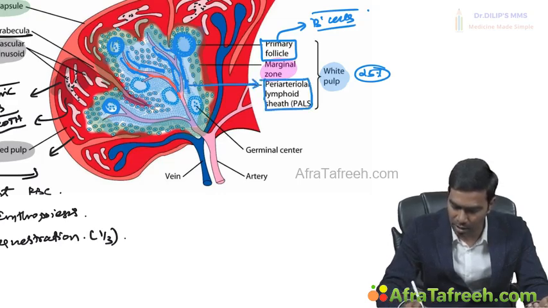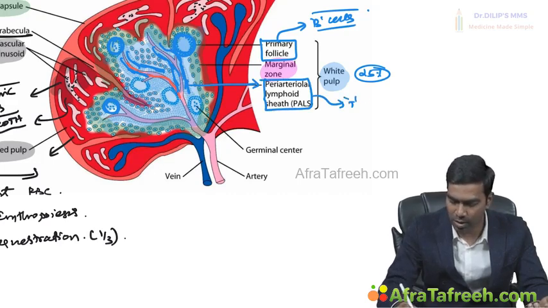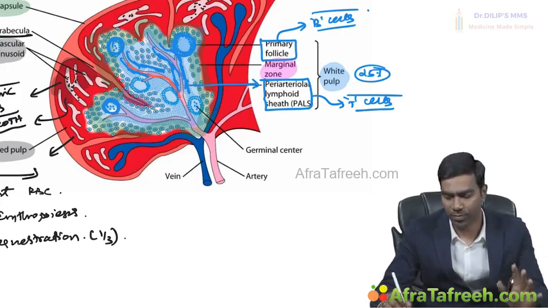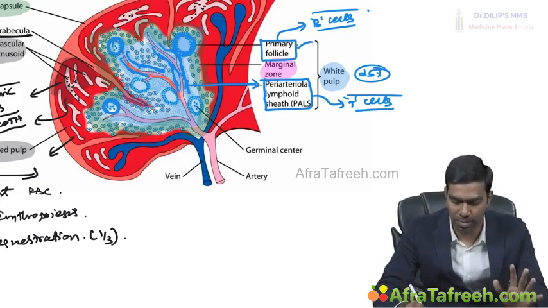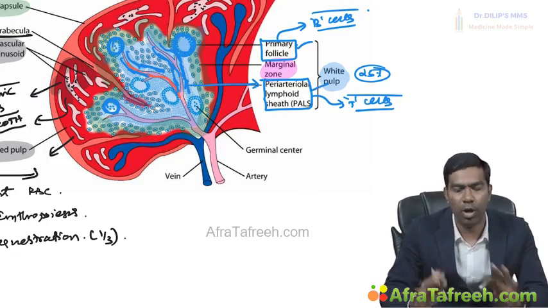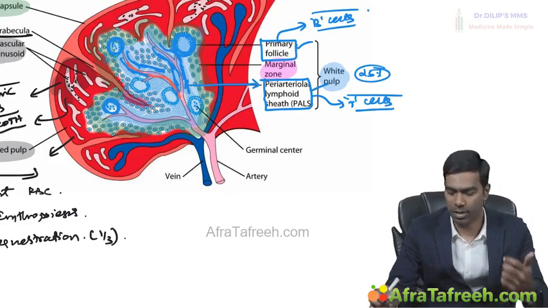The periarteriolar lymphoid sheath is the one that is going to contain the T cells. These are the areas that are going to contain the T cells. Very, very important. These are the periarteriolar area. This is going to contain the T cells. So these two, this primary follicle and the PALS, are the ones that are going to contribute the predominant bulk of the white pulp in the spleen.